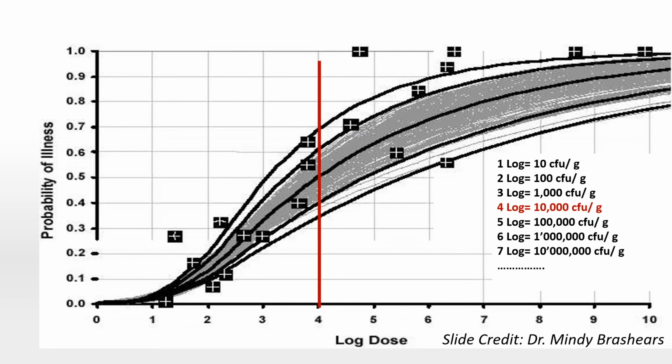This is a slide that Dr. Minya-Brashear shared. I thought this was very relevant to this type of topic. On the left-hand side, we have the probability of illness. Below is the log dose. And Dr. Brashear got this from the WHO. But really what this says is when you get to that 4 log dose, if we're talking about enumeration, your probability of illness really increases. So that 4 log is that red line right there. And that's where we're going to focus, where our main point of concern would be 4 logs. If we get above that, we're really concerned. If we get below that, we're a little bit less concerned, but we'll keep an eye on it.